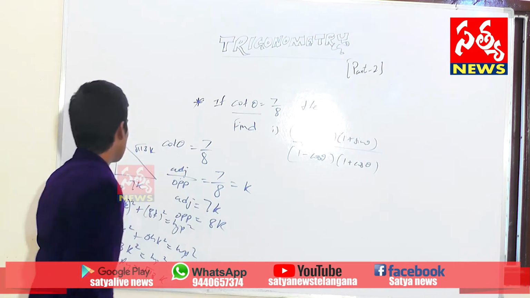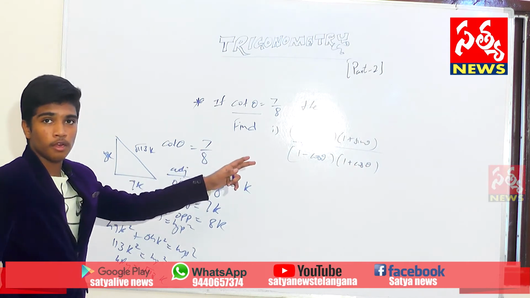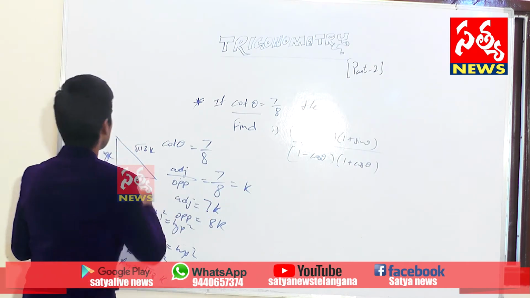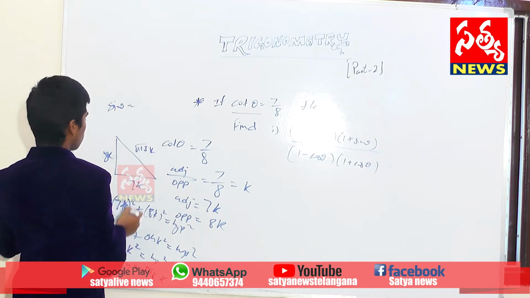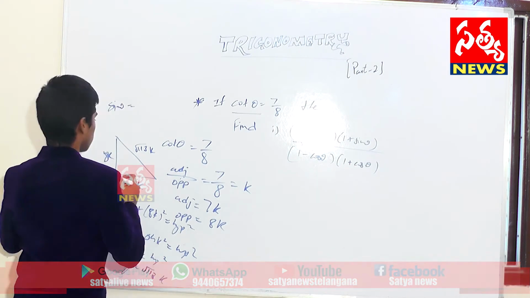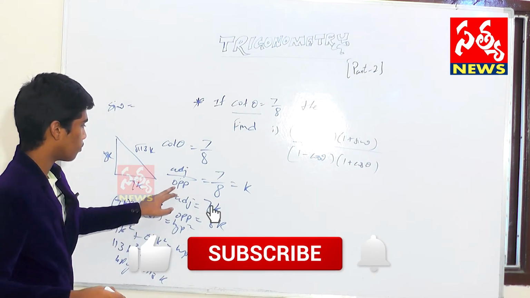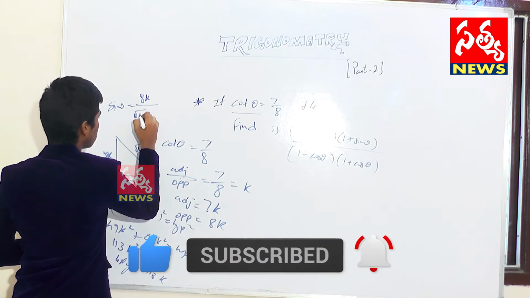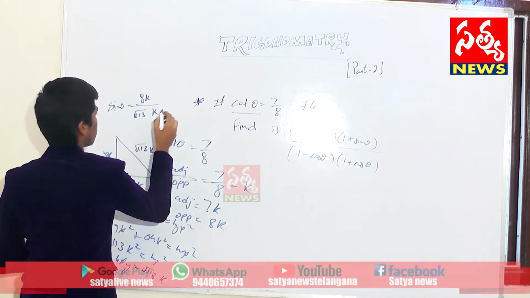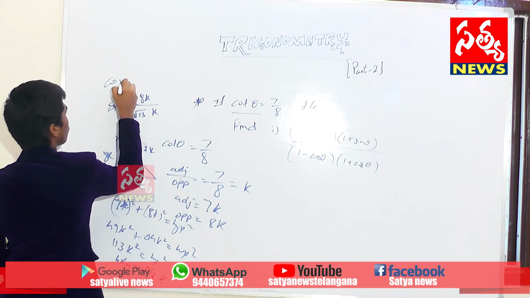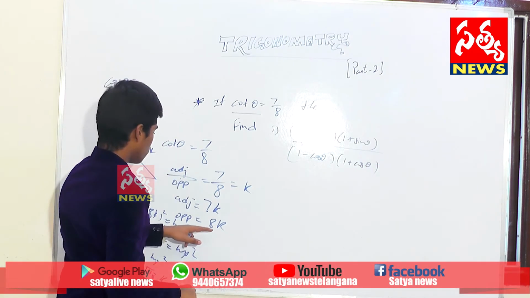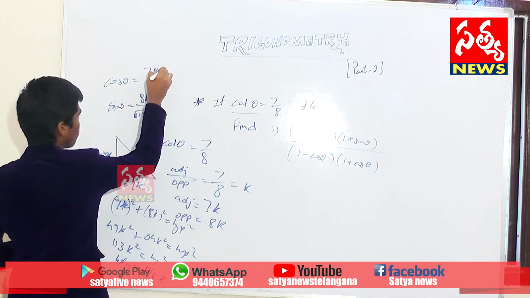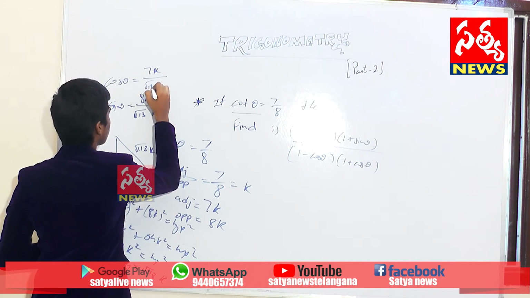From this triangle, now we have to find what is the value of sine, cos. Sine is opposite by hypotenuse. See here, what is opposite side? 8k. 8k by hypotenuse is under root 113k. And what is cos? It is adjacent, which is 7k by under root 113k.